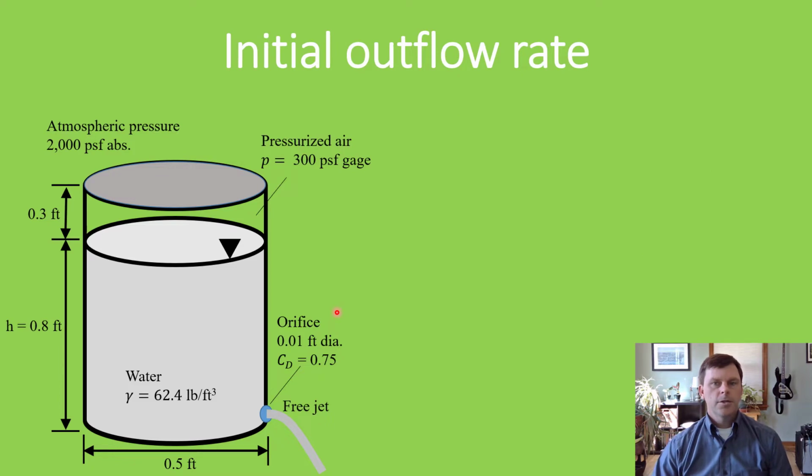So the initial outflow rate. The difference for this problem is that we have pressurized air above the water, and that will create an additional driving force to force the water out of the hole because it has a positive gauge pressure. So you can think about the driving force that's forcing the water out of the hole as being the sum of the pressure above the water plus the elevation head. If the pressure was negative above the water, negative gauge, then that would reduce the driving force from the water.